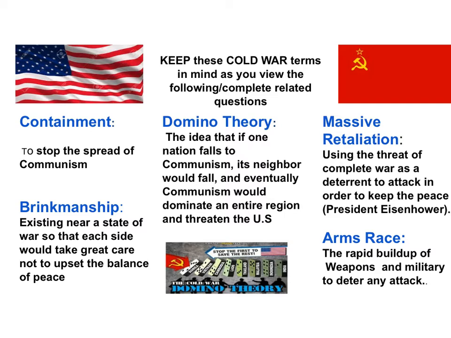So a couple key terms to keep in mind as we go through this that we talked about in our last lesson, but I just wanted to reiterate. The first one is containment, the idea of stopping the spread of communism, making sure that we contain communism to where it's already at. The second is brinkmanship, existing near a state of war so that each side would take great care not to upset the balance of peace, meaning that all the countries knew that they were at peace at the moment, and so they were very cautious and careful on maintaining that peace.